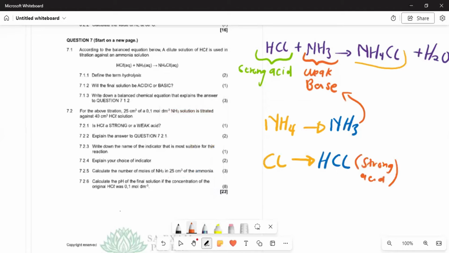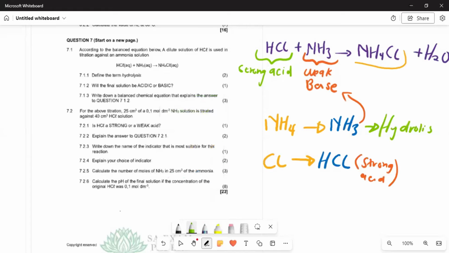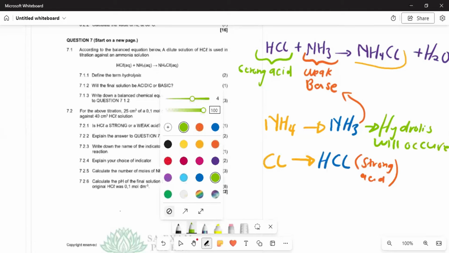As a result, in this instance, because NH4+ is from a weak base, hydrolysis would occur. Now, what about the second scenario, whereby your Cl- is from a strong acid? In this case, hydrolysis would not occur.